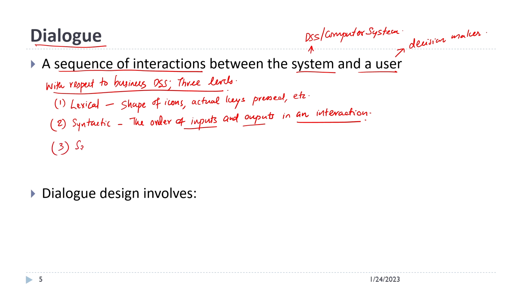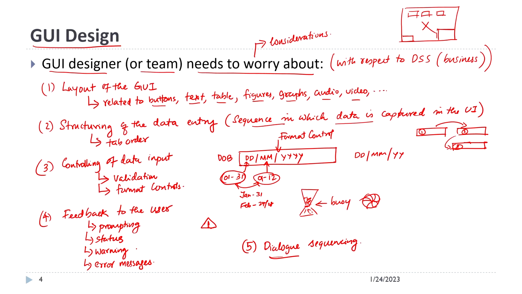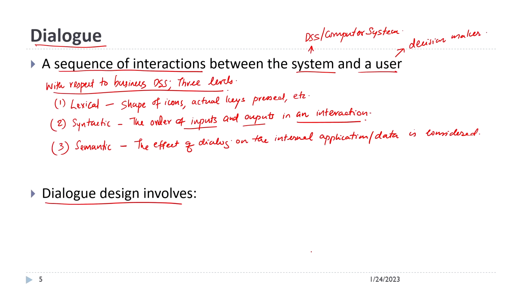And the third one is the semantic. The effect of dialogue on the internal application or data is considered. So, what happens, what is the effect? You say run this model. Then what is the effect of running that application is part of this. Now comes the dialogue: how do you design the dialogue? We mentioned that this is GUI design, and this dialogue sequencing is a critical component. So, how do you design the dialogue?